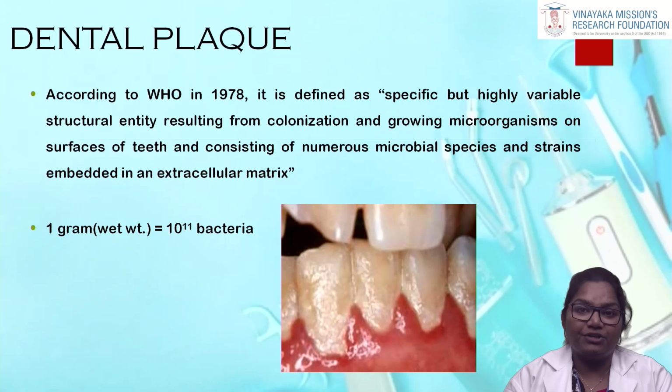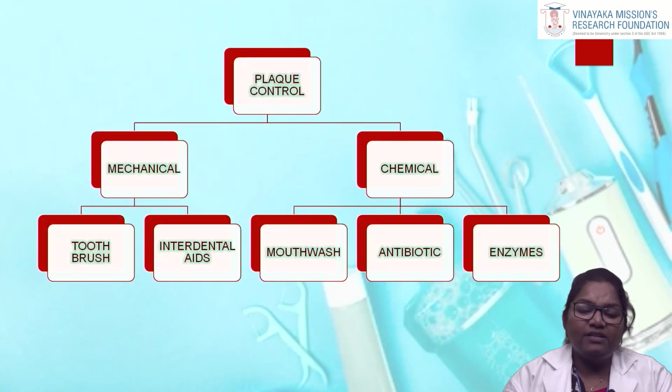Moving on to the introduction, before going into what mechanical plaque control is, we should know what plaque is. According to WHO in 1978, it is defined as a specific but highly variable structural entity resulting from colonization and growing microorganisms on the surface of the teeth, consisting of numerous microbial species and strains embedded in an extracellular matrix. 1 gram of wet weight of dental plaque contains about 10 to the power of 11 bacteria. So why do we need plaque control?